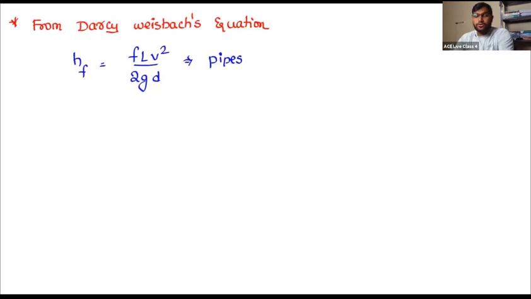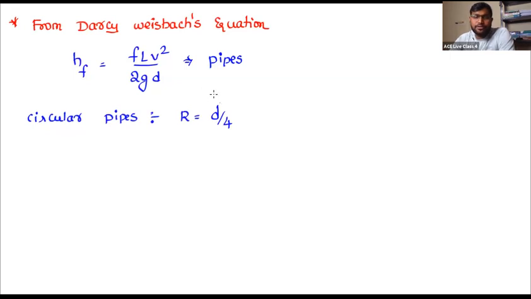So in the case of pipes, hf = f L V² / 2gD. That's for pipes. Now, in this equation, if you remember, I hope everybody has attended environmental engineering. Have you? Yes. So for circular pipes, what is the hydraulic radius? In the case of circular pipes, R = D/4.